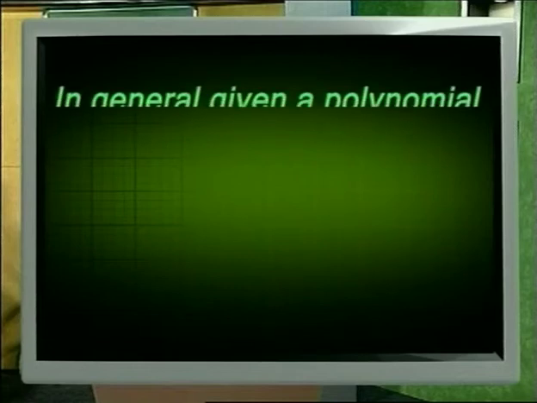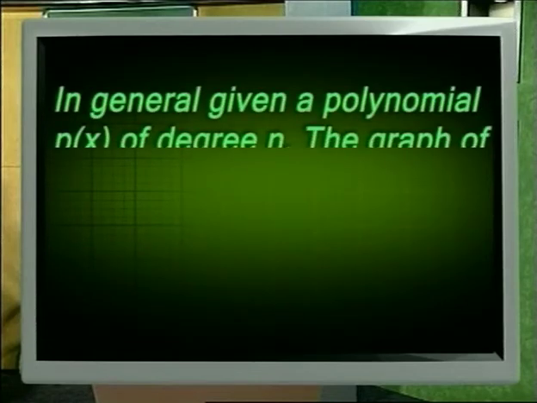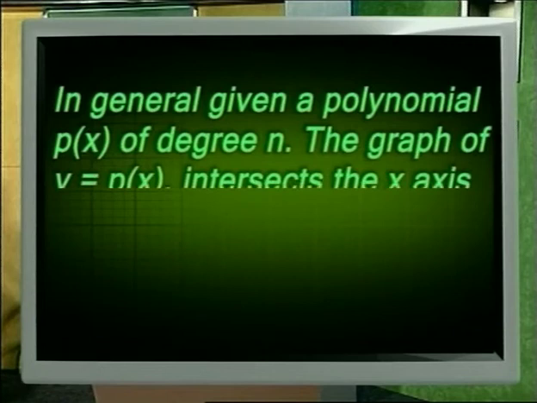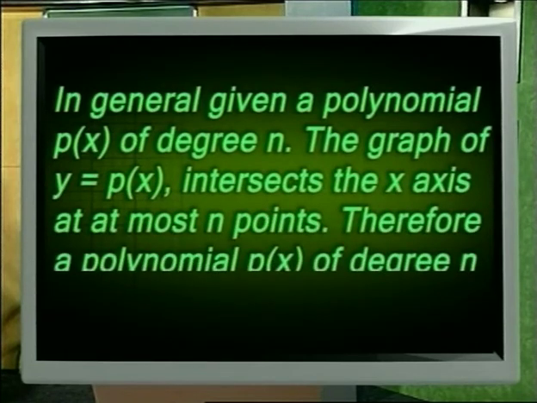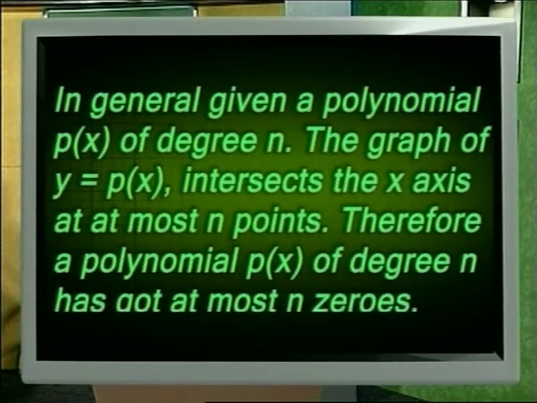In general, given a polynomial p(x) of degree n, the graph of y equals p(x) intersects the x axis at most n points. Therefore, a polynomial p(x) of degree n has got at most n zeros.